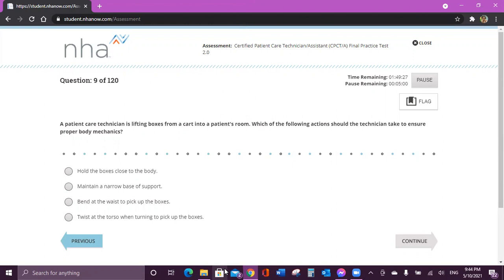A patient care technician is lifting a box from a car into a patient room. Which of the following actions should the technician take to ensure proper body mechanics? Hold the box closer to the body, maintain a narrow base of support, bend at the waist to pick up the box, twist the torso when turning to pick up the box.